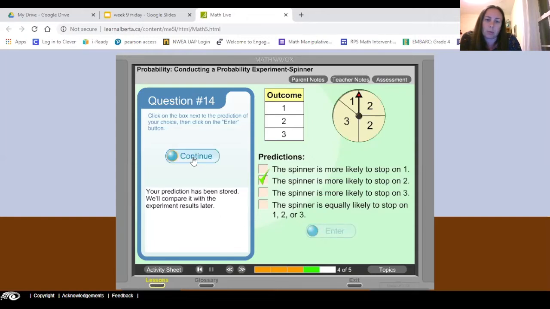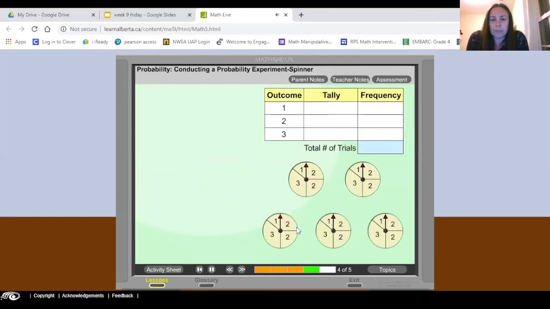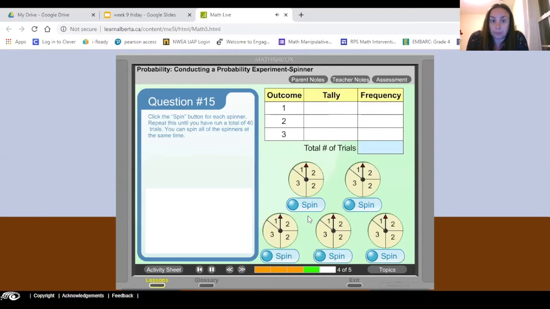All right, so our prediction is being saved, and now for our experiment, we'll spin the spinner 40 times. We'll record the results on this frequency diagram. To speed things up, we'll give you 5 identical spinners. You will have to keep them all spinning until you have run a total of 40 trials. Click the spin button for each spinner. Repeat this until you have run a total of 40 trials. You can spin all of the spinners at the same time.